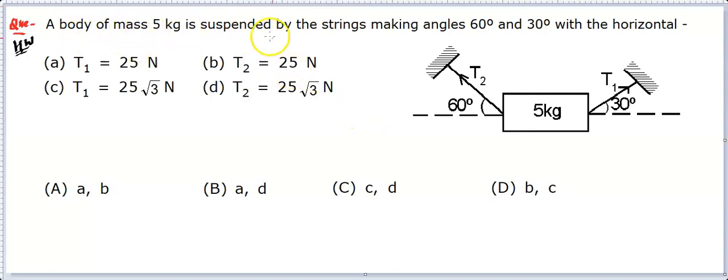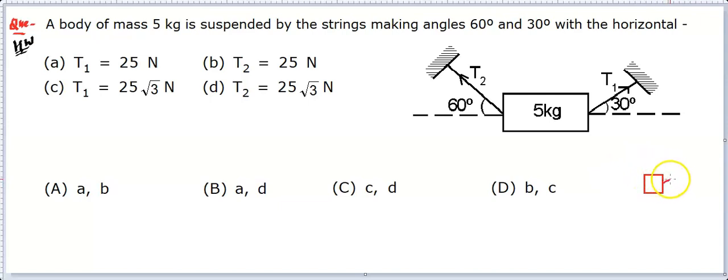So it says a body of mass 5 kg suspended by strings making angles 60 degrees and 30 degrees with the horizontal as shown in the figure. So the figure. What you do, you draw the free body diagram. That means you consider this 5 kg block and try to draw all the forces that are going to act on this. You are drawing it separately, right?